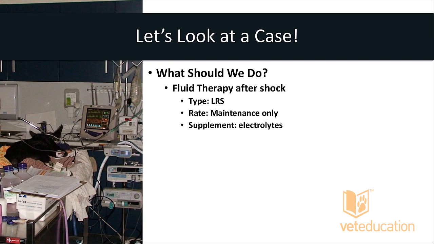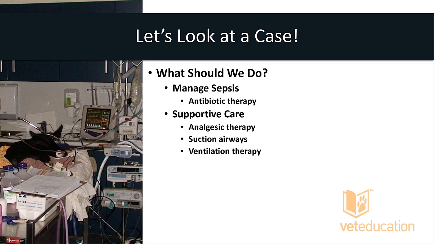So we give our patient this IV fluid bolus, and if it does or it doesn't respond, regardless, we're going to decrease our fluid rates to maintenance rates only, and we're just going to use lactated Ringer's solution, and we may supplement our patient at this point with electrolytes that we measure that are low, be it potassium, calcium, and so on. What else should we do for this patient?